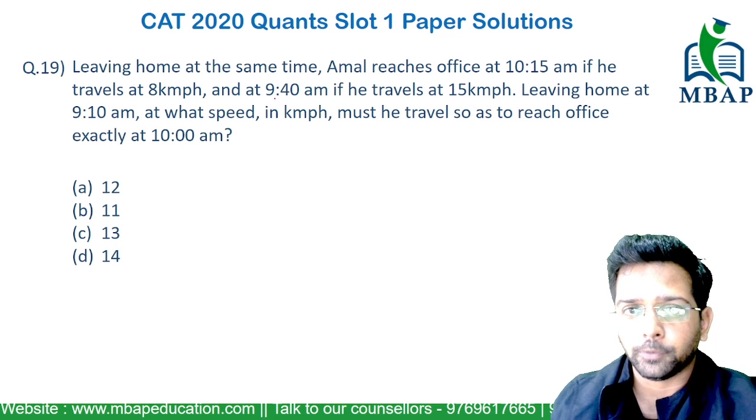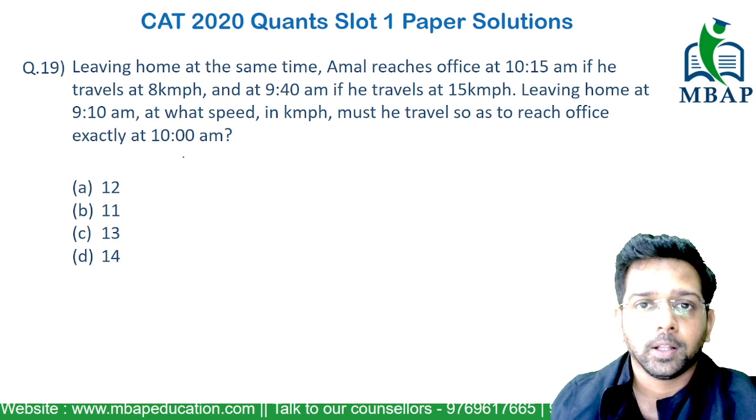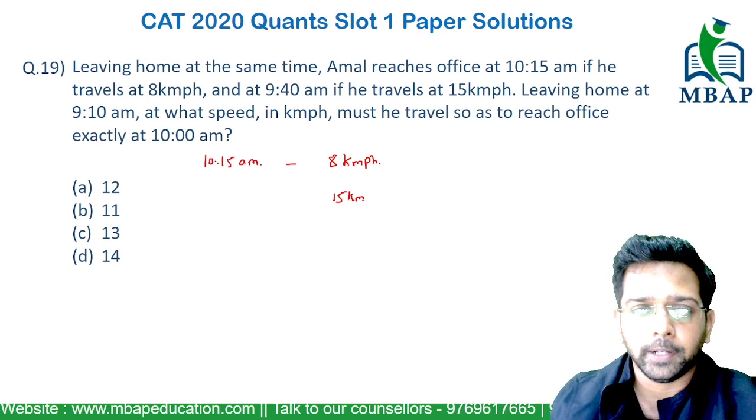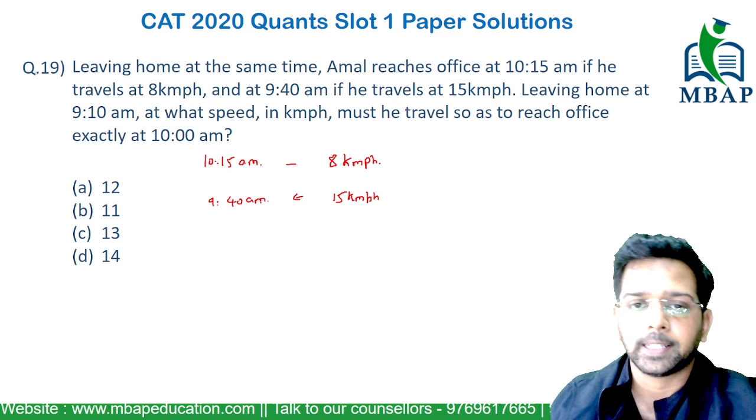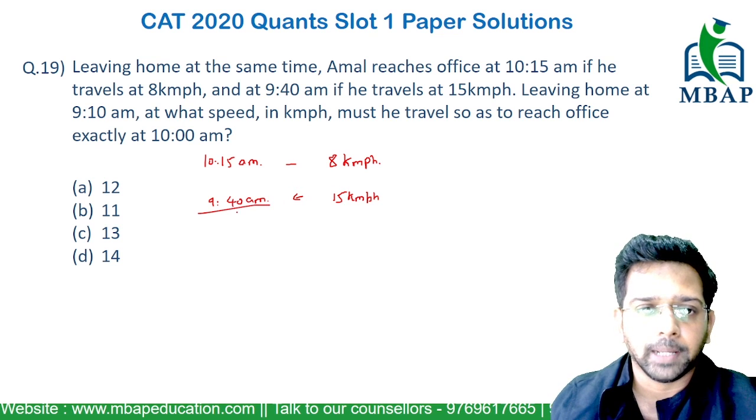Now, first you need to find a relation between what's happening in the first two instances. The first instance is Amal reaching office at 10:15 a.m. And this is going to happen if he is moving at a speed of 8 kmph. At the same time, if he moves at a speed of 15 kmph, then he's able to cover the same distance in 35 minutes less, and he's able to reach the office at 9:40 a.m. Right? So the amount of time he's saving here, 10:15 to 9:40, will basically be 35 minutes.